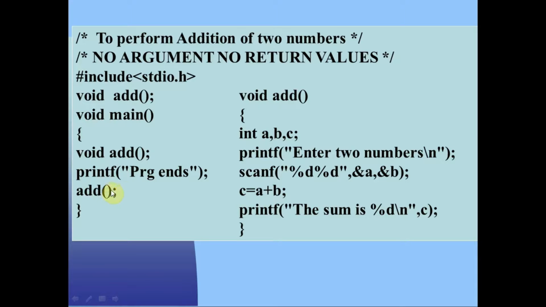When we call the function add(), it is executed automatically and we enter two numbers. After that, we calculate a plus b, and the answer is stored in the c variable. Then after that, the sum is the c value.